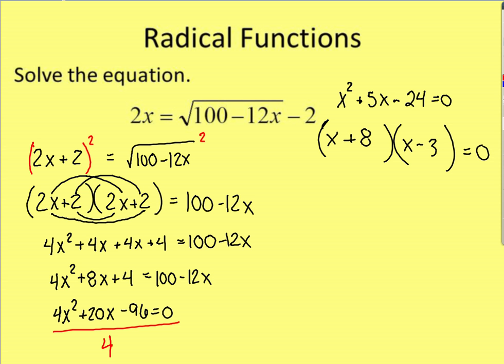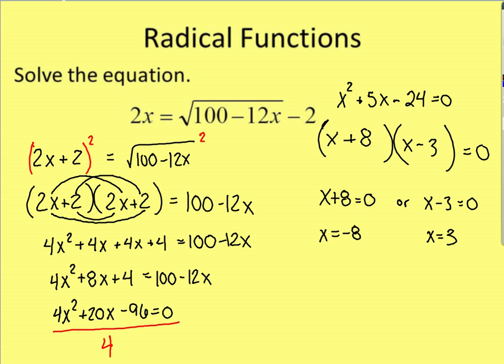The last step is we're just going to take each of our binomials and set them equal to 0 separately, and then solve for x. So on the left side, we're going to be left with x is equal to negative 8. On the right, we have x is equal to 3. Now these are both possible answers, but you do need to make sure you substitute them back in to make sure neither one of them is an extraneous solution.